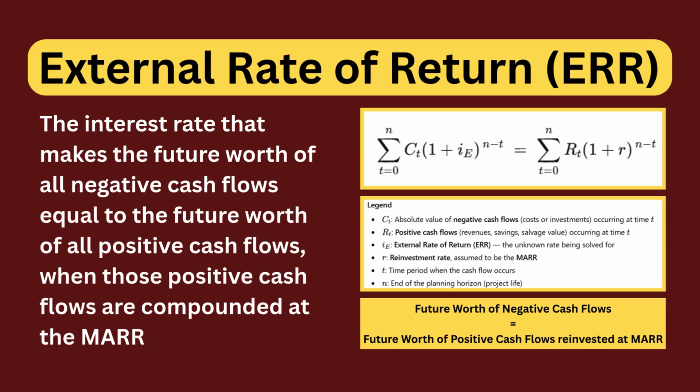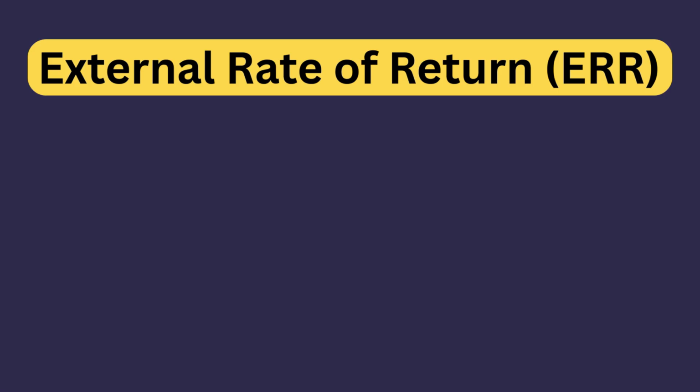ERR shifts the focus to a more realistic assumption. Any money recovered from a project is reinvested at the minimum acceptable rate of return, or MARR. Instead of assuming the project somehow reinvests its own cash flows at an unknown internal rate, ERR treats reinvestment as external to the project. The external rate of return is the interest rate that makes the future worth of all negative cash flows equal to the future worth of all positive cash flows, when those positive cash flows are compounded at the MARR.